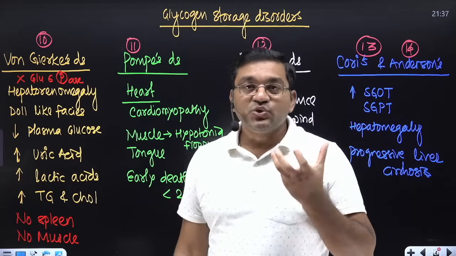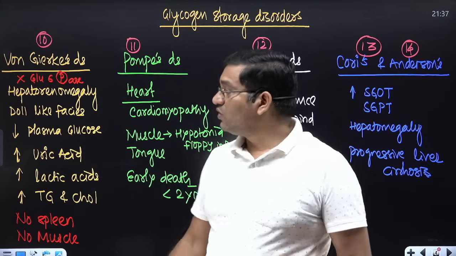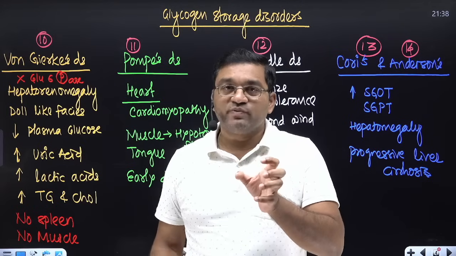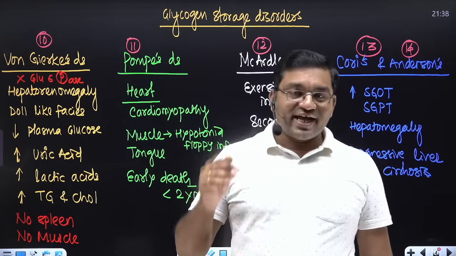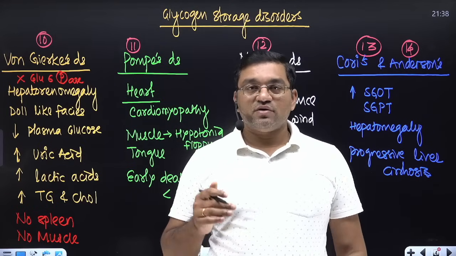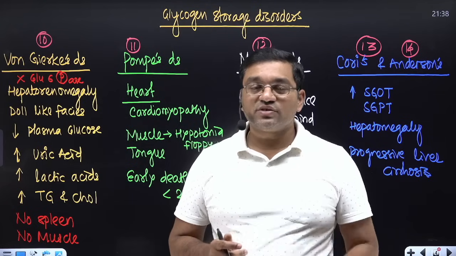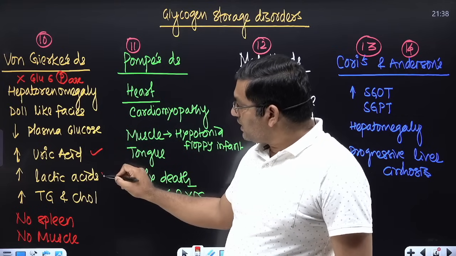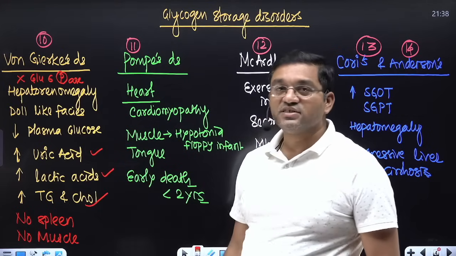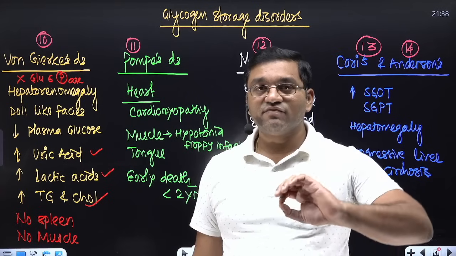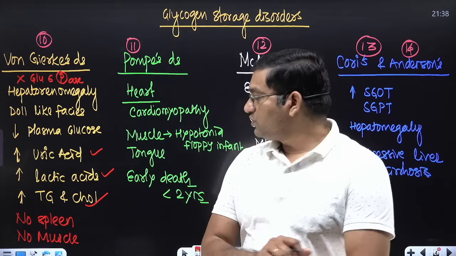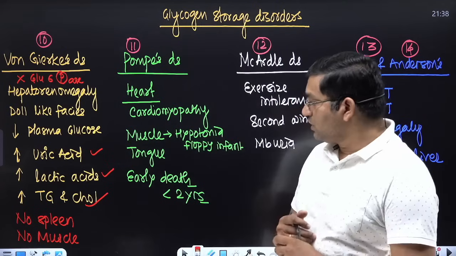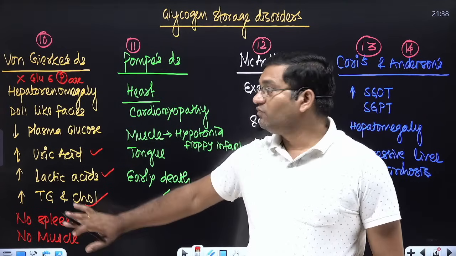There is hyperuricemia, uric acid levels are raised, because this glucose 6 phosphatase defect diverts the glucose 6 phosphate to the HMP shunt that increases the ribose, which is an important precursor molecule, the starting substrate for the synthesis of uric acid. So uric acid levels are raised. There is an increase in the lactic acid level. Also hyperlipidemia is there because glucose 6 phosphate is diverted for acetyl coenzyme A synthesis, which is utilized for fatty acid synthesis. That's why there is an increase in the lipid levels also. So there is no spleen involvement, no muscle involvement in von Gierke's disease.